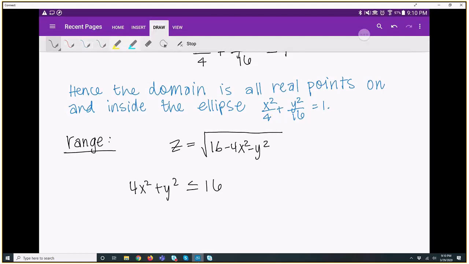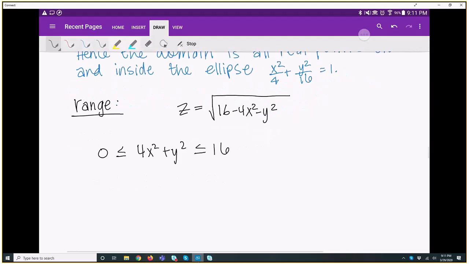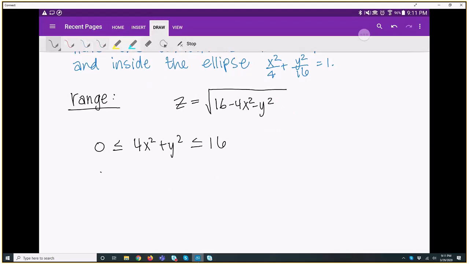we're also going to add to that it's greater than or equal to 0, because x squared is a term that's positive or 0, y squared is a term that's always positive or 0. So when we multiply by a positive number and add those together, we're of course still greater than or equal to 0. And so since we know that, then we can say that 0 is less than or equal to z is less than or equal to square root of 16.